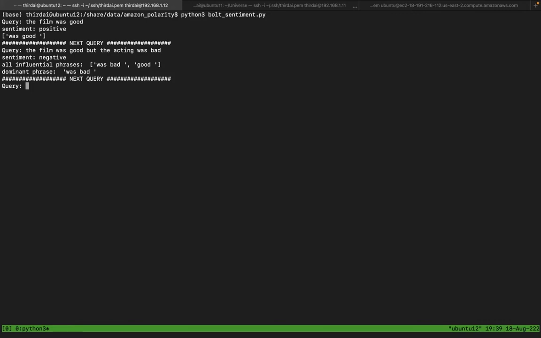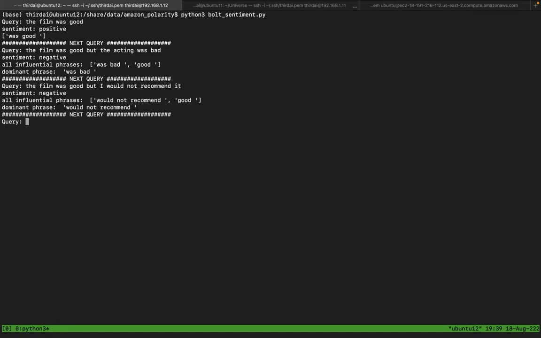And let's again give it another query. The film was good, but I would not recommend it. Just the one in the slide. You see, would not recommend is the dominant phrase, while it counter-interacts with good, but it still goes with would not recommend. So that's a very useful prediction with clear phrase detection of what causes the negative sentiment.